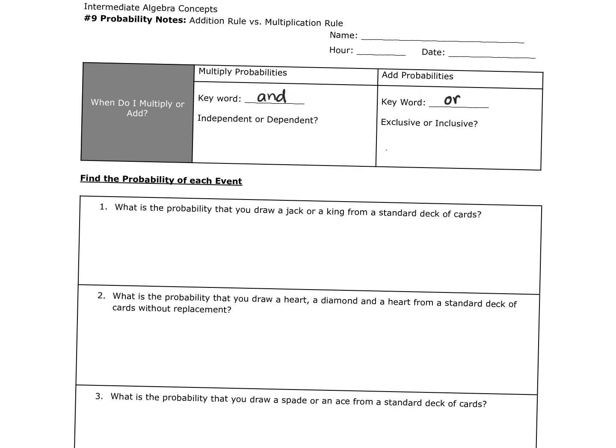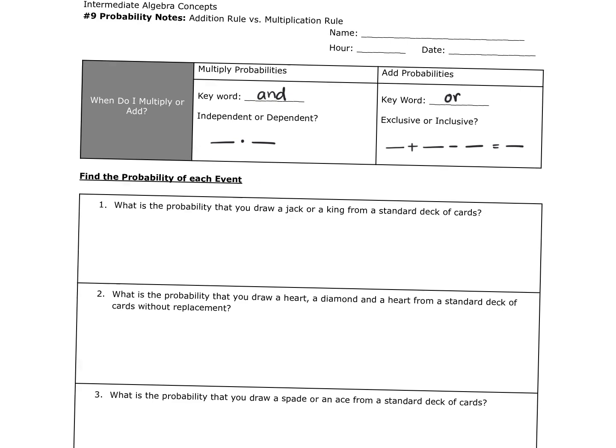Remember, when we have "or," we set it up like this: this plus this minus this equals this. When you multiply, you have for sure 2 lines. You might have more after that, but notice that I'm multiplying when I have the keyword "and," and I'm adding and subtracting when I have the keyword "or." So let's look at a couple of these.